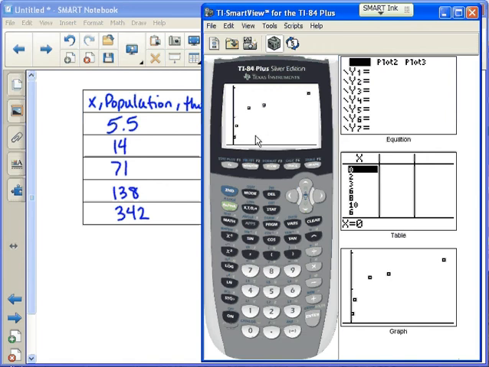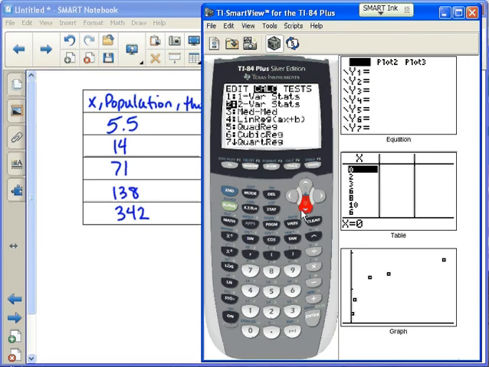So let's just go to stat, and we'll scroll down. Let's see what we got here. Okay, so we've got the natural log regression. We'll just go ahead and try that one. And remember, if you use vars and then yvars, hit enter a couple times, then that will plug in the graph for you.